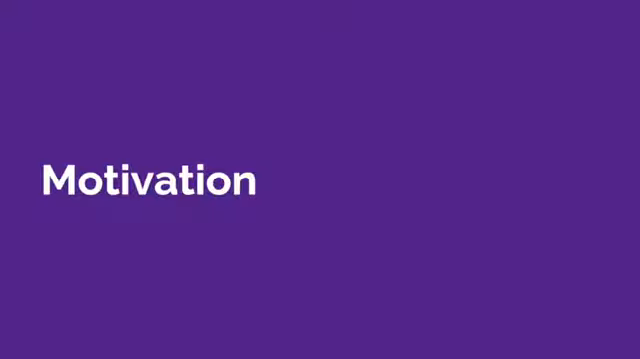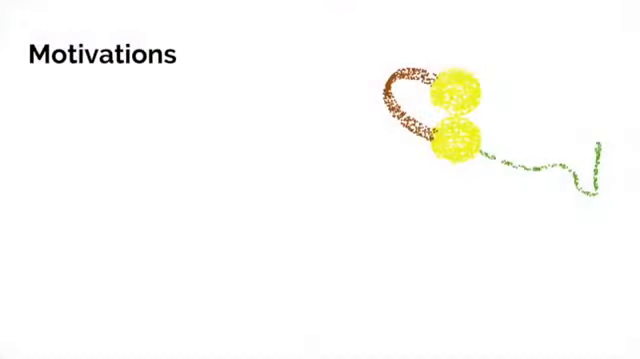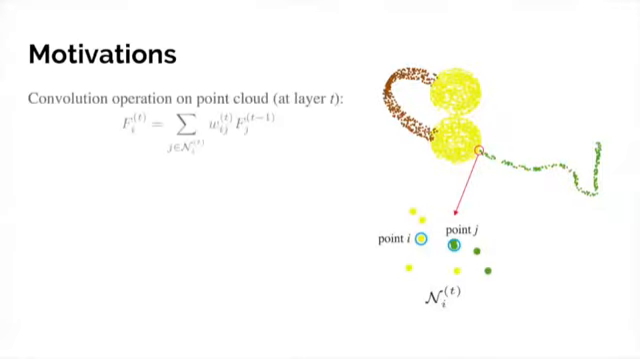Motivations. Many works aim at defining the convolutional operation on a point cloud. A point convolution can be defined as a weighted sum of the features of the point itself and its neighbors in a neighborhood, n sub I. K nearest neighbors is a common way of defining the neighborhood of 3D points.